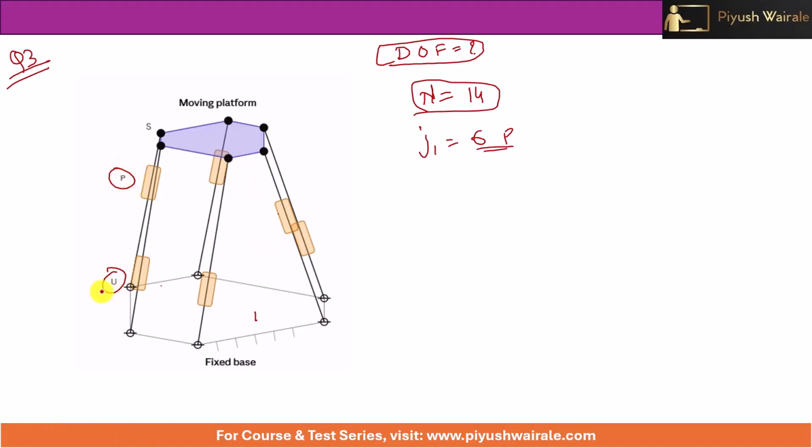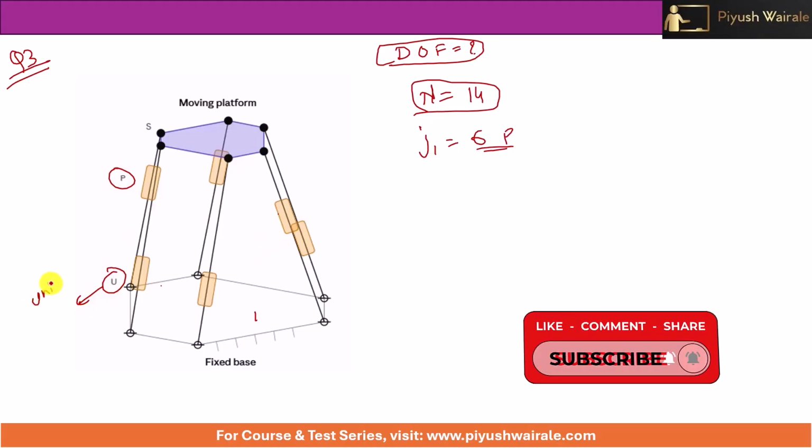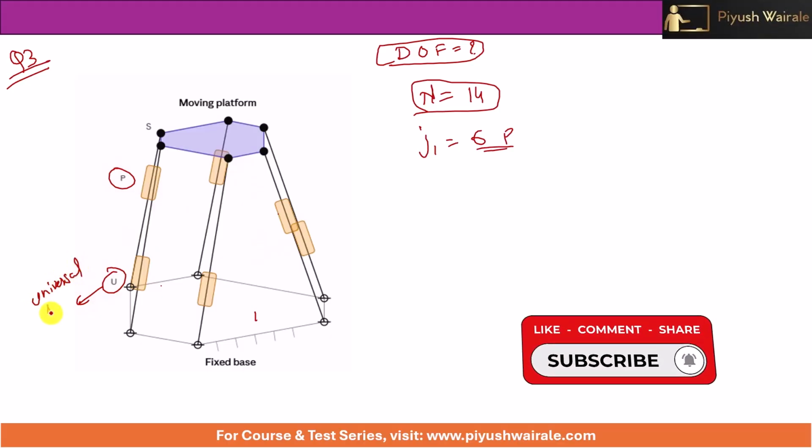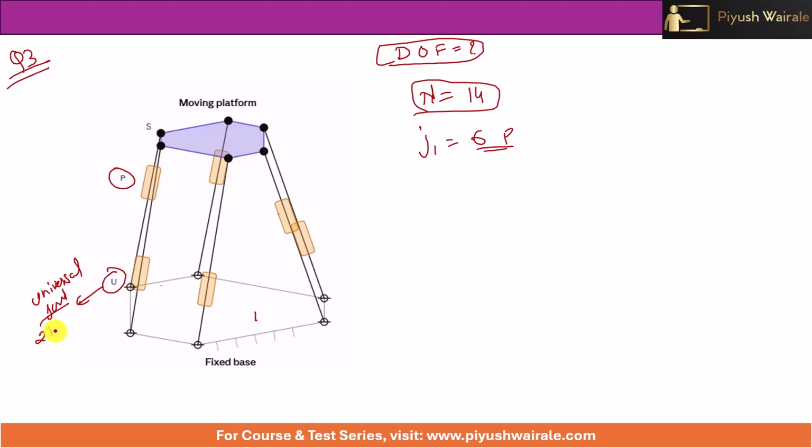Now what is this? This is basically a universal joint. A universal joint has 2 degrees of freedom. Remember. What about this spherical? Here we have a spherical joint, 1, 2, 3, 4, 5, 6. So how many universal joints? We have 6 universal joints, and here we have 6 spherical joints. That is what a stable platform, 6 UPS, is.